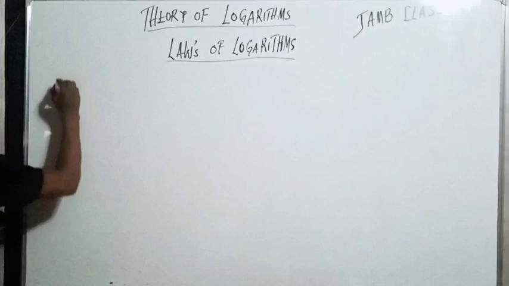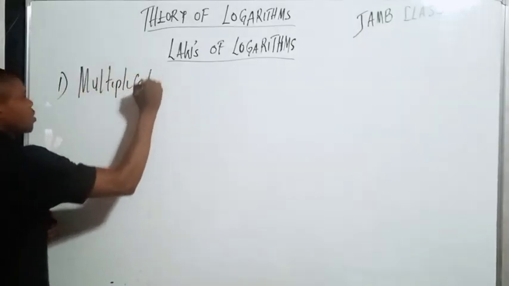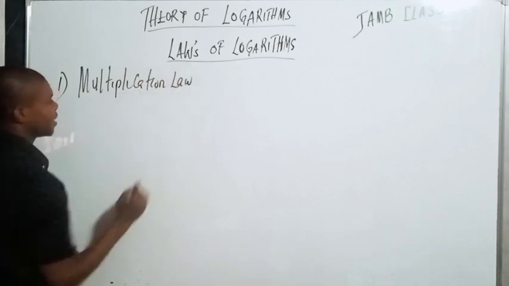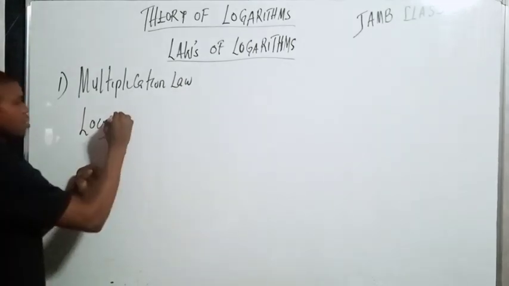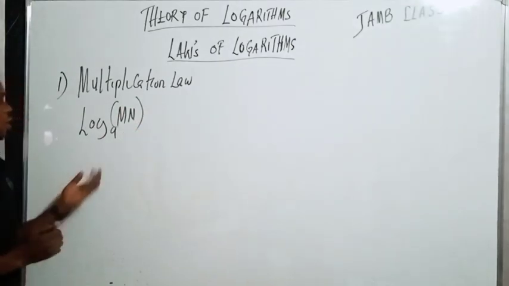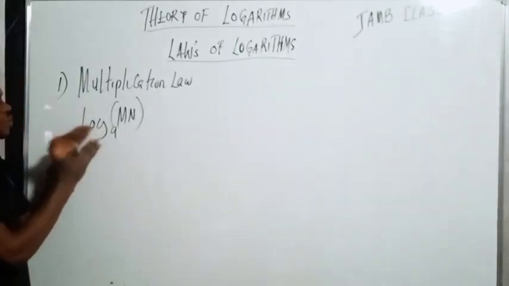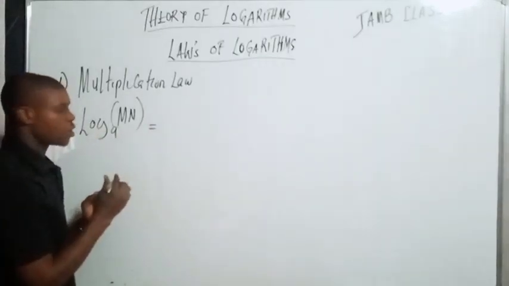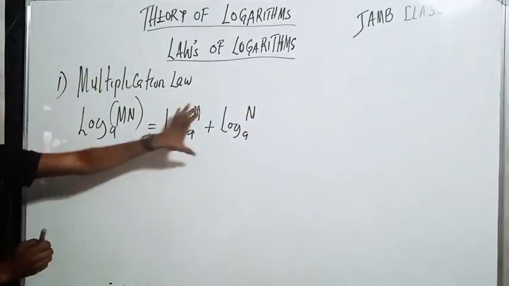So let's look at the first one, the multiplication law. In the multiplication law, you have log base a of MN. So whenever you have something like this, how do you separate it? It's going to be log a of capital M plus log a of capital N. This is called the multiplication law.